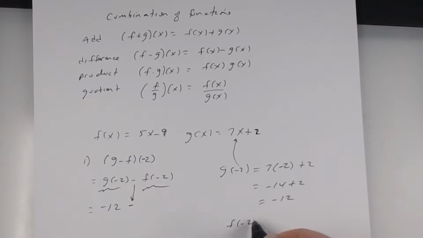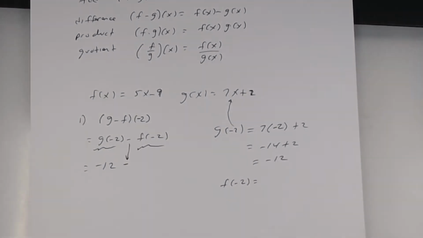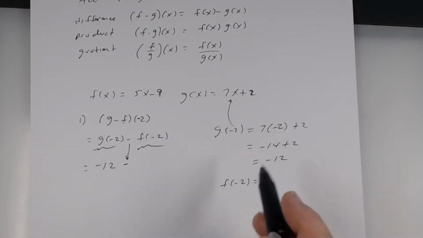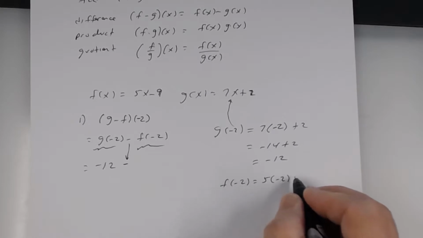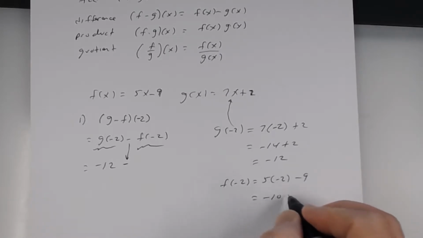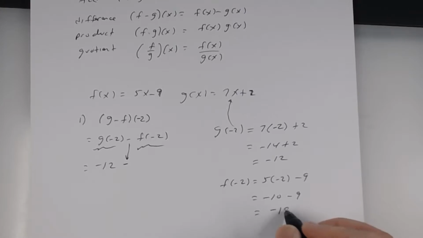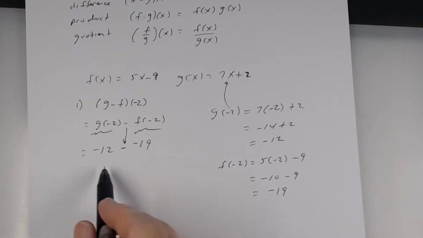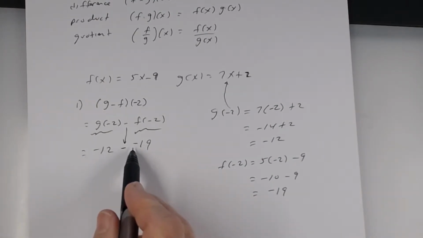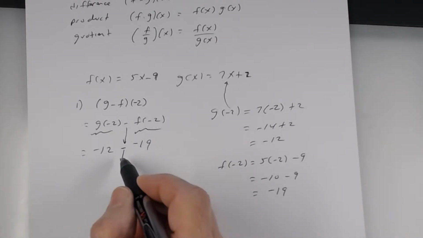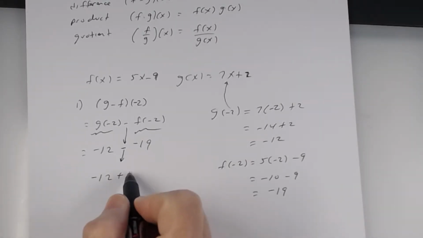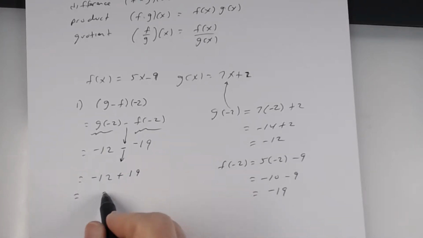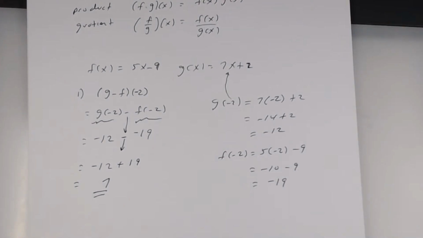So I got to find what F of negative 2 is. Remember, that means I go to which function now? F of X, and where we see the variable X, I plug in negative 2. So I get 5 times negative 2 minus 9. So that's negative 10 and a negative 9, which is a negative 19. So that becomes this right here. But look what you have. You have negative 12 subtract a negative 19. So if I change this to an addition problem, that becomes negative 12 plus a positive 19. And so what is the answer? 7. So you get 7.